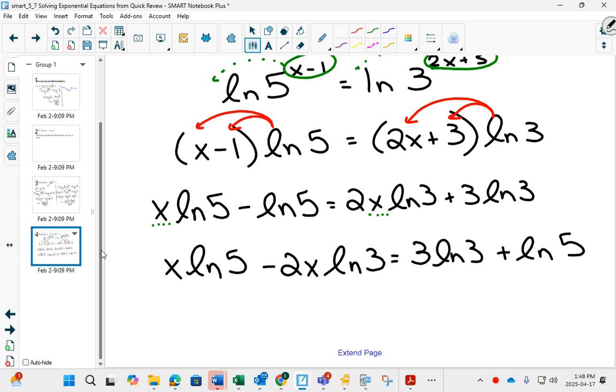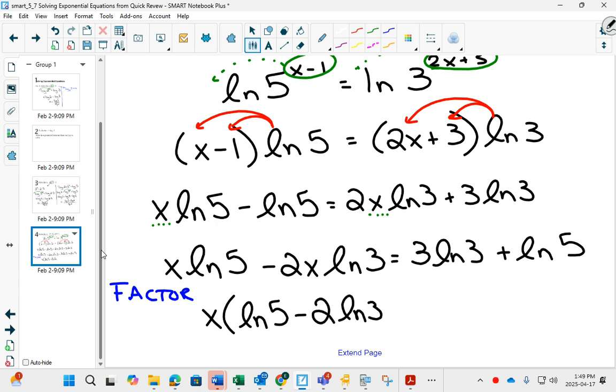And when you have two terms with an x, that's a common factor. So the key step when you have two x's is to factor out a common factor of x, leaving you with natural log of 5. If you take an x out of here, you'd still have the 2 and you'd still have the natural log of 3.